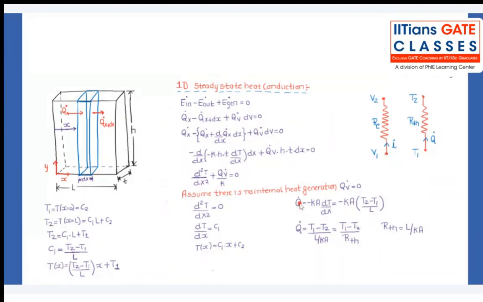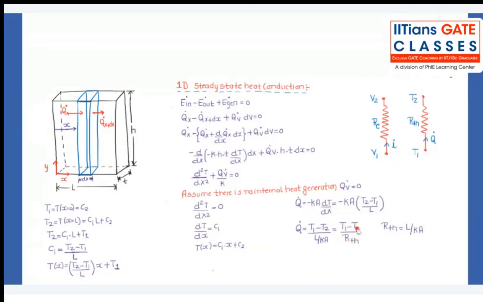So if I want to calculate heat transfer rate, it is minus K A dT/dX. What is dT/dX? Differentiated once, it is (T2 minus T1) by L, with the minus sign. You can take it inside and write this as (T1 minus T2) times L by K A, or (T1 minus T2) by R_TH. What is R_TH? I am saying R_TH is the resistance to conduction heat transfer.